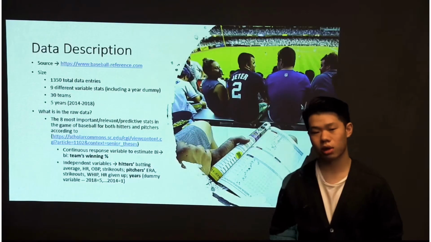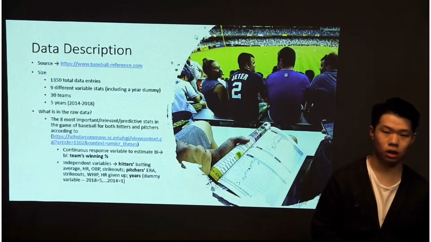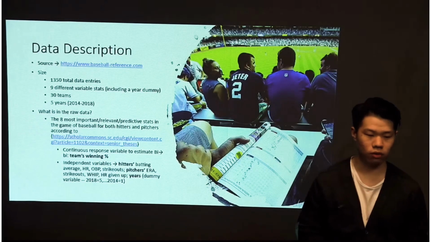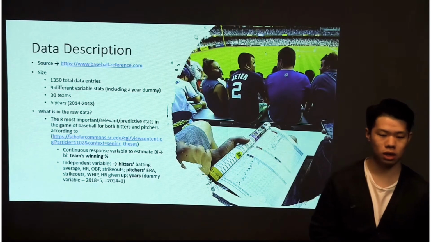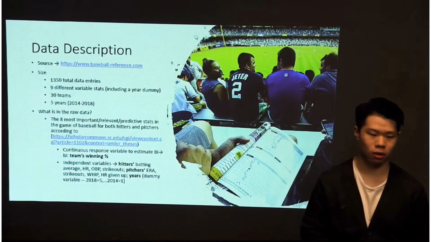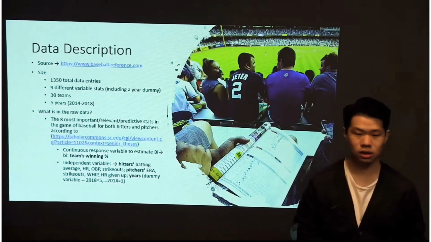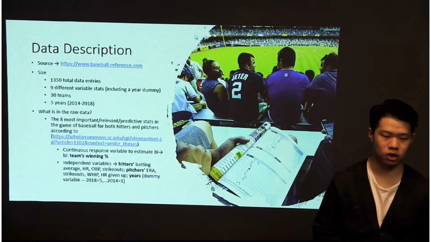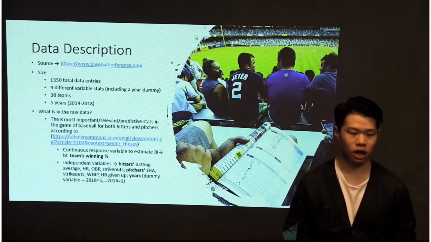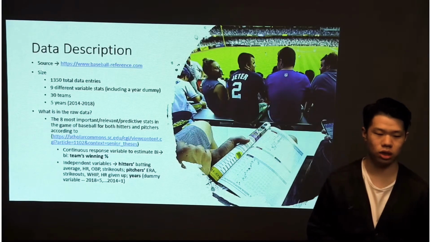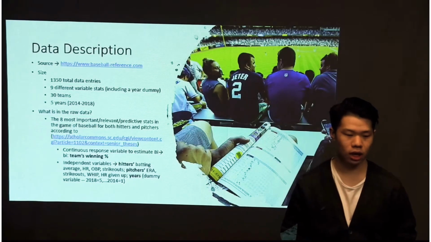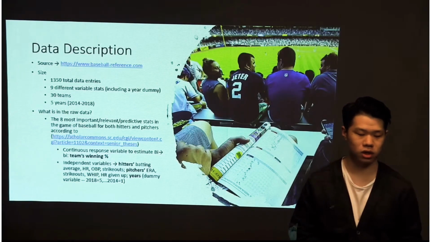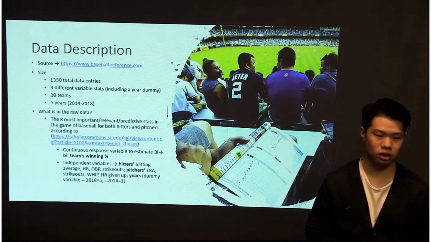So next we are going to talk about our data. Like we mentioned before, we found our data from the website called baseballreference.com. And about our size, there are 1,350 total data entries and 9 different variables, including a year dummy variable. And there are 30 teams and 5 years that we analyzed, from 2014.